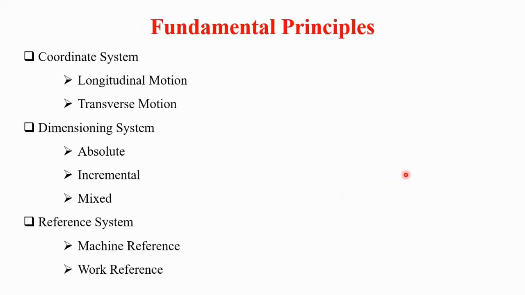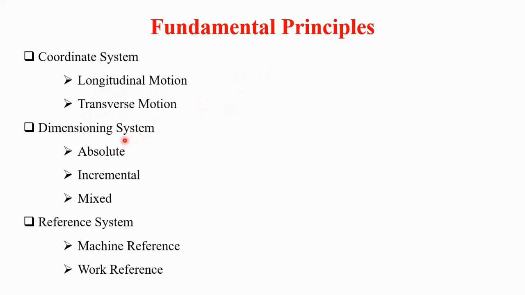Now the fundamental principles, the things that we have to know while writing programs on CNC machines. These are the coordinate systems of CNC machines, the dimensioning systems, and the reference system of CNC machines. In the coordinate system, for the motion of the workpiece, there are two motions: longitudinal motion and transverse motion.